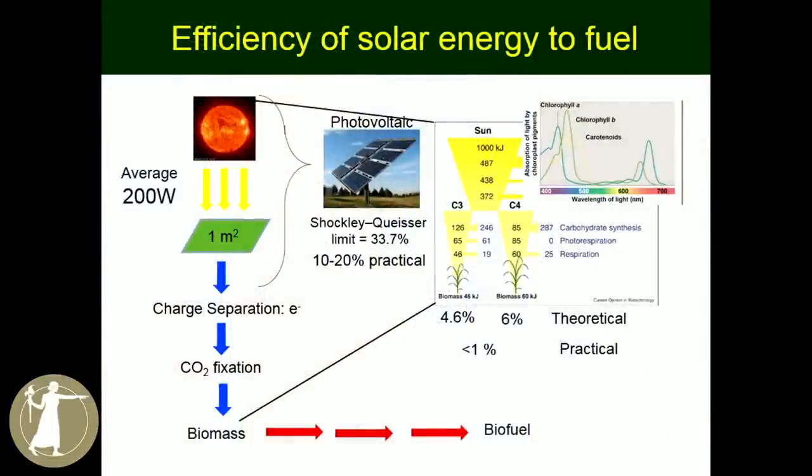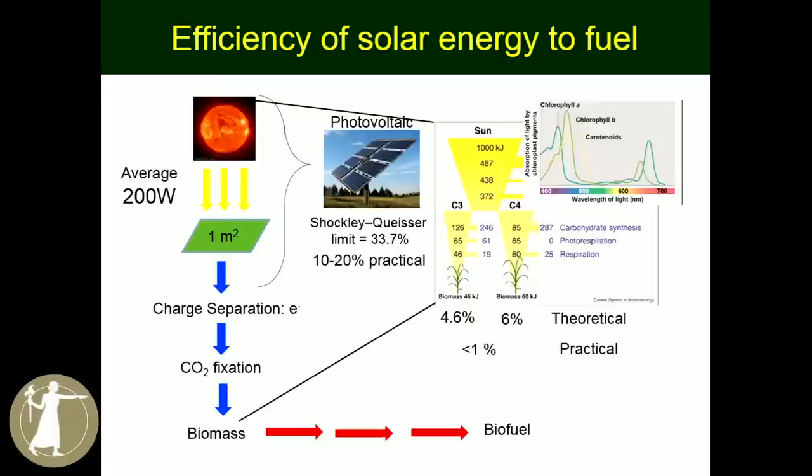That is, can we combine photovoltaic systems with biological photosynthesis? We know that biological photosynthesis converts sunlight to make biomass. The best yield is about 4 to 6%, depending on whether you use C4 or C3 plants. However, if you use photovoltaic cells, the practical efficiency is easily 10 to 20%. However, it stops at charge separation. It doesn't make biomass.